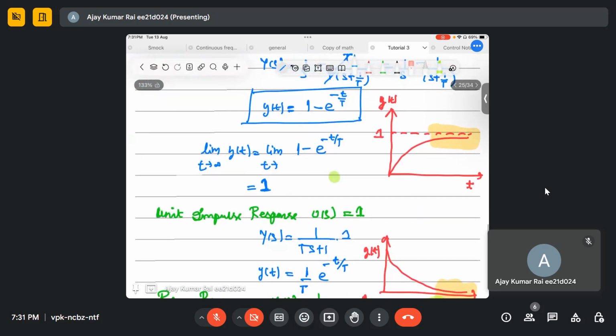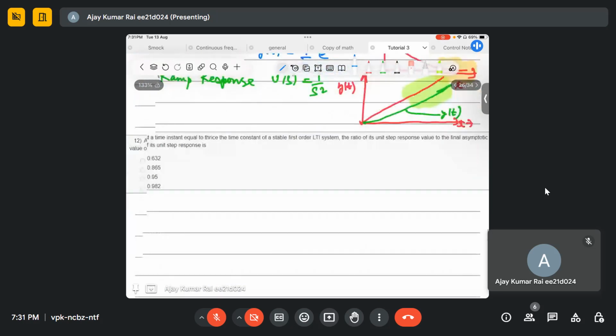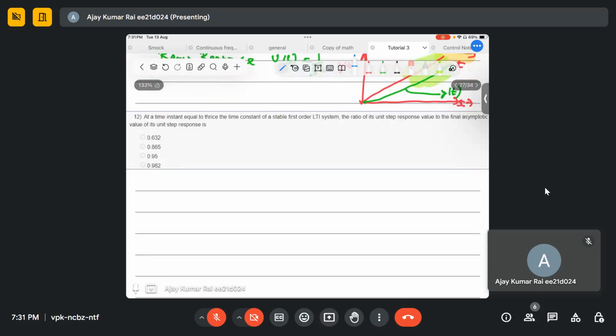Okay, so let's go to the next question. At a time instant equal to thrice the time constant of a stable first order LTI system, the ratio of its unit step response value to the final asymptotic value of its unit step response. So let's take this system, P(s) is equal to 1 by (Ts plus 1).